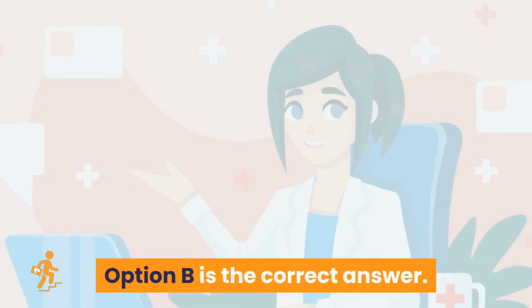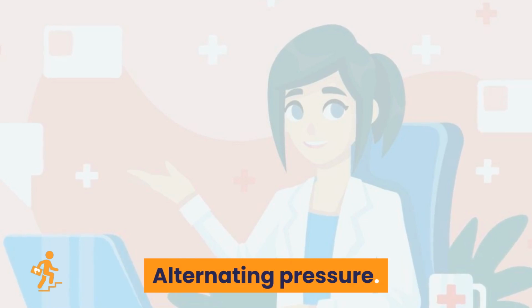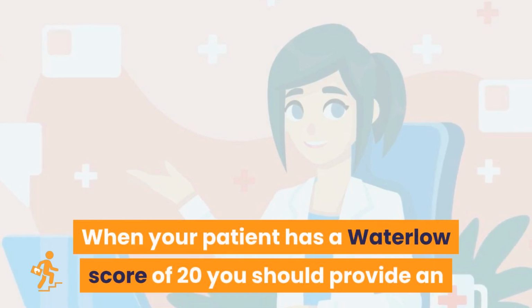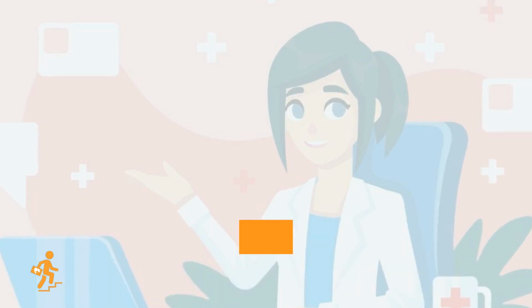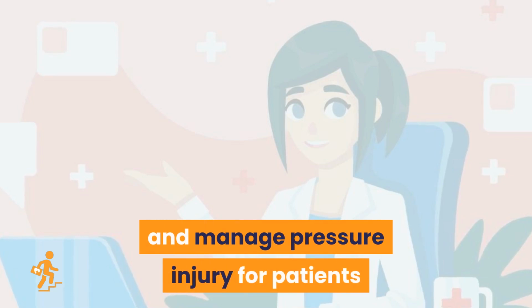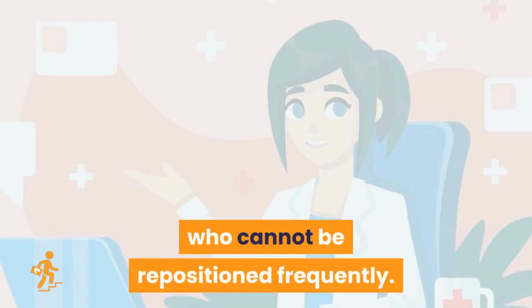Option B is the correct answer. Alternating pressure. When your patient has a Waterloo score of 20, you should provide an alternating pressure mattress, which is particularly important to prevent and manage pressure injury for patients who cannot be repositioned frequently.